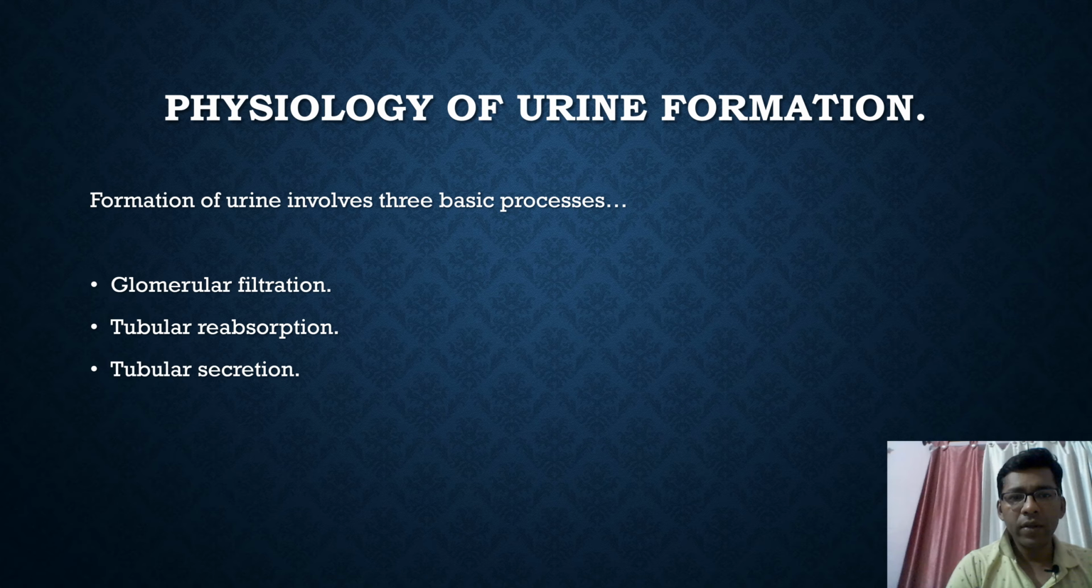So, this is the physiology of urine formation. How does urine form? Formation of urine involves three basic processes, that is glomerular filtration, tubular reabsorption and tubular secretion.